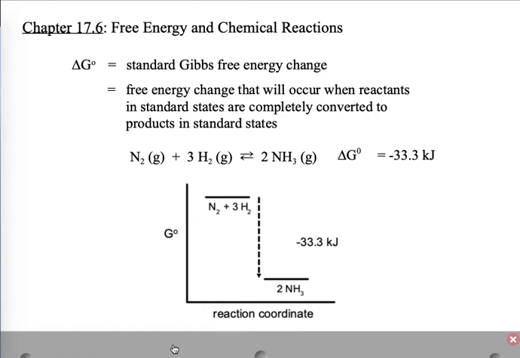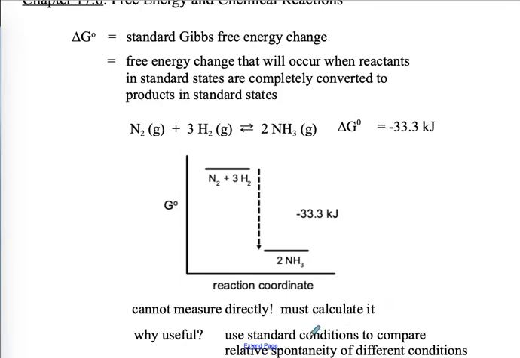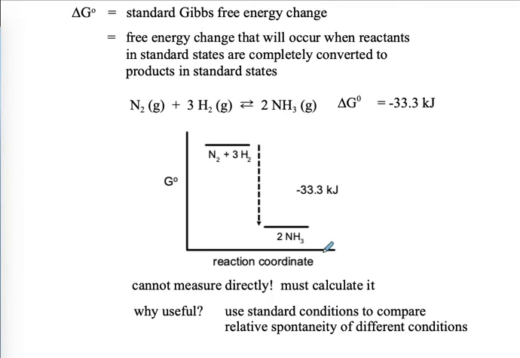Now, the fact that it's negative tells us that this is a spontaneous process. So, why is this useful if we can't measure it directly but calculate it? Well, because we can use standard conditions, that is delta G under standard conditions, to compare spontaneity of processes in which we are at non-standard conditions, which we'll get to in a couple of units or sections.